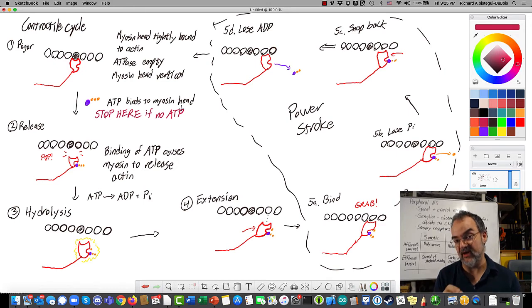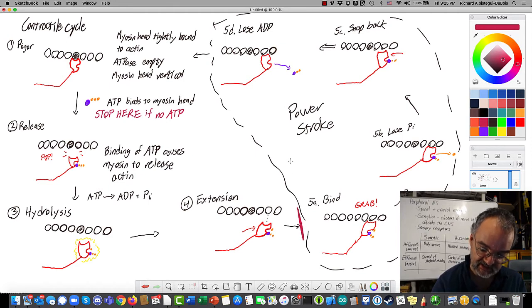You just talked about, in sliding filament theory, something which can block the binding of myosin to actin. That's tropomyosin. So here, we can say stop if tropomyosin prevents binding.